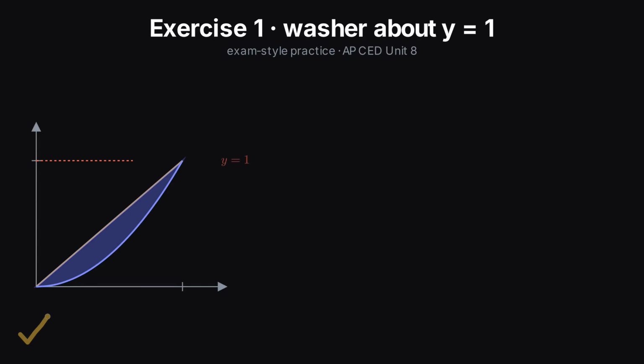Exercise 1, exam-style practice. Take the region between y equals x and y equals x squared and revolve it about the line y equals 1. The two curves meet at 0 and at 1. Because we're revolving about a line above the region, each slice is a washer. Measure the radii from y equals 1. The far boundary is x squared, so the outer radius is 1 minus x squared. The near boundary is x, so the inner radius is 1 minus x. The volume is pi times the integral from 0 to 1 of the outer squared minus the inner squared.